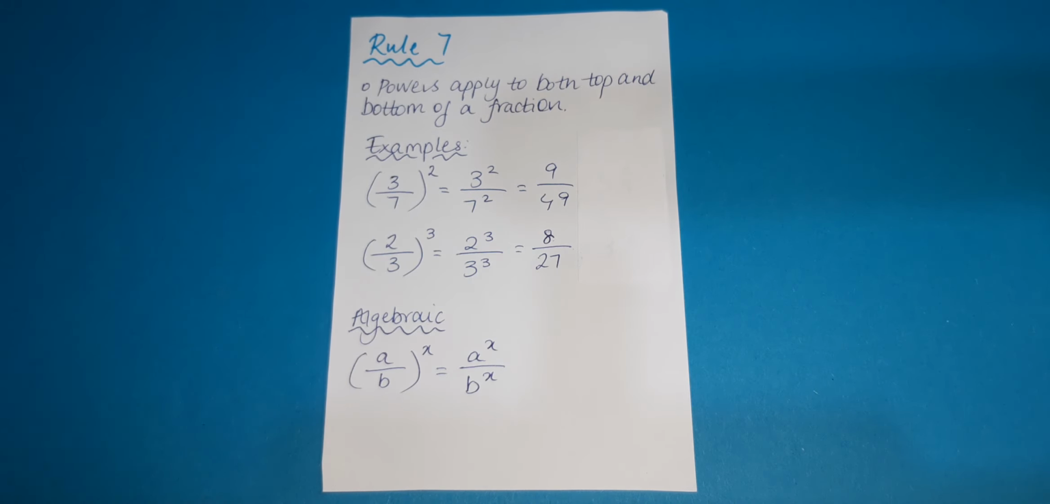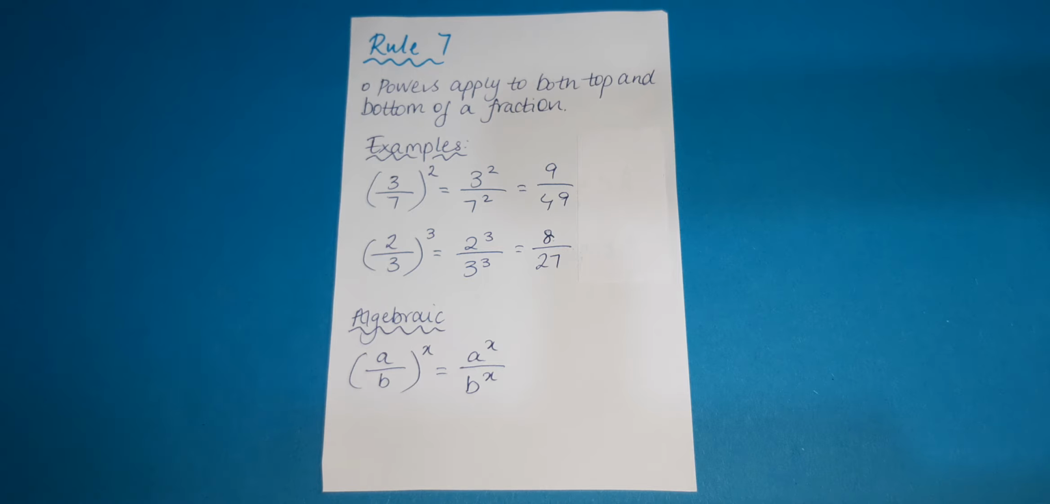The last rule is rule number 7. And this states that the powers apply to both top and bottom of a fraction. Now, in the example, we can see that a fraction is raised to a power. This is possible, and they could give you this in the exam. So if it's 3 over 7 in brackets squared, we need to square both numerator and denominator, and then we would get 9 over 49.